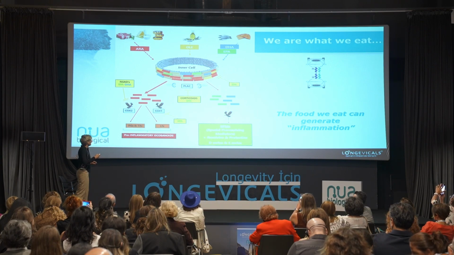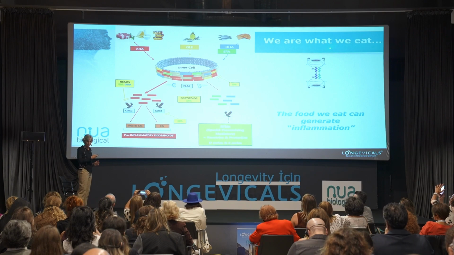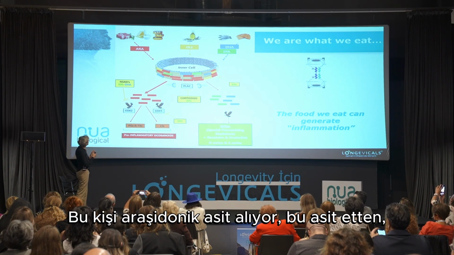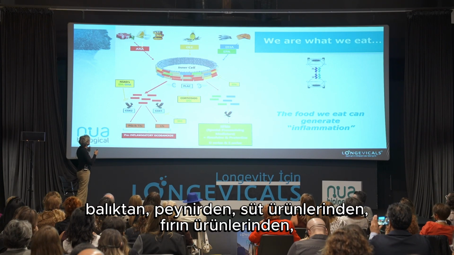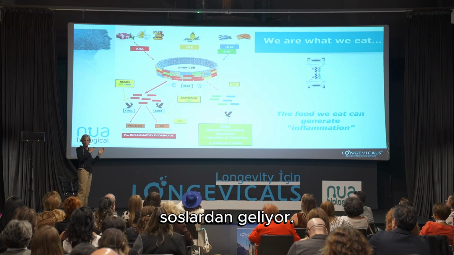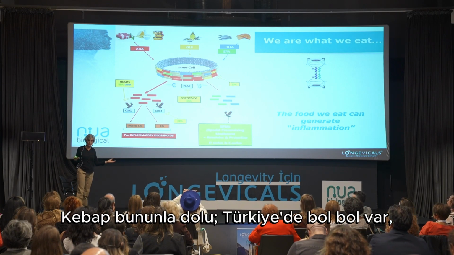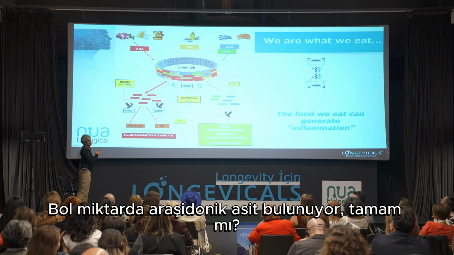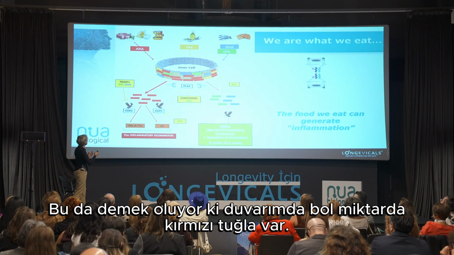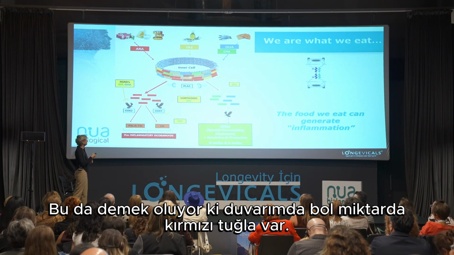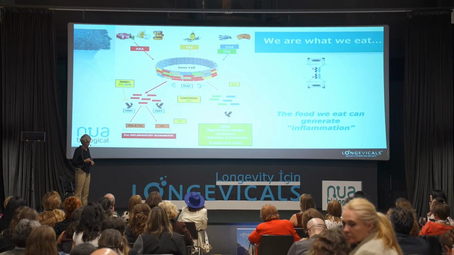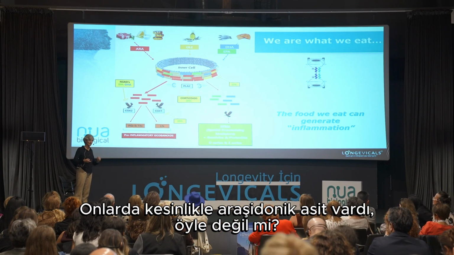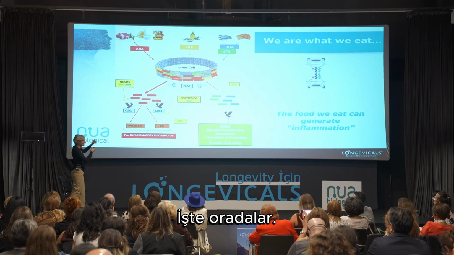How? This is our castle. This person has arachidonic acid, which comes from meat, fish, cheese, dairy products, bakery products, sauces. Oh, kebab is full of it, you know, in Turkey, in all the foods, there's plenty of arachidonic acid, okay? So that means we have loads of red bricks in my wall. Fair enough, because I eat loads of those things. I had some meatballs yesterday. Those had arachidonic acid, surely. So anyway, there they go.